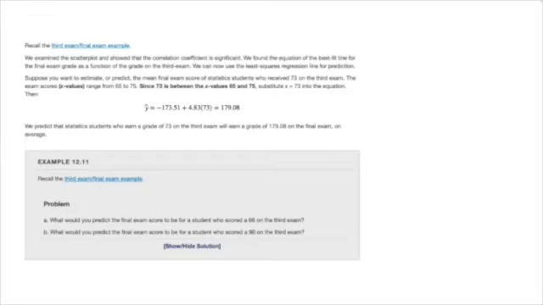All right, so continuing with that same third exam, final exam example. We examined the scatter plot. We showed that the correlation coefficient was significant. We found the equation. So suppose that you want to estimate or predict the mean final exam score of a statistics student who received 73 on the third exam. Well, you would plug in 73 for X, since 73 is in between the X values that we had in our table.